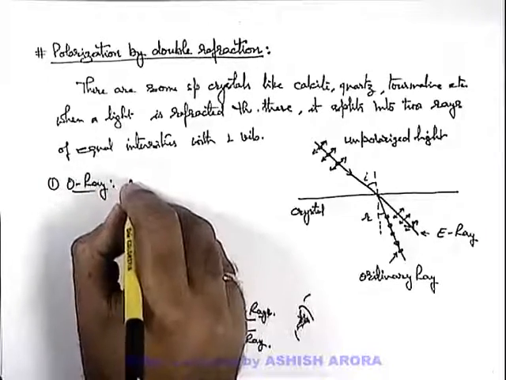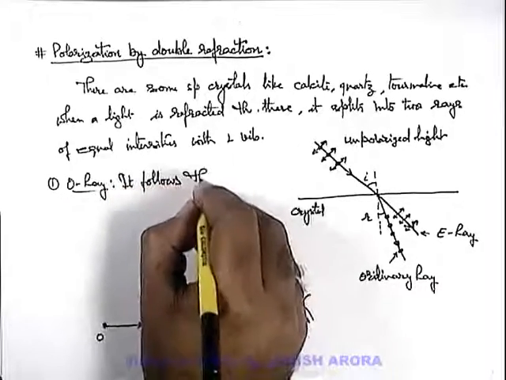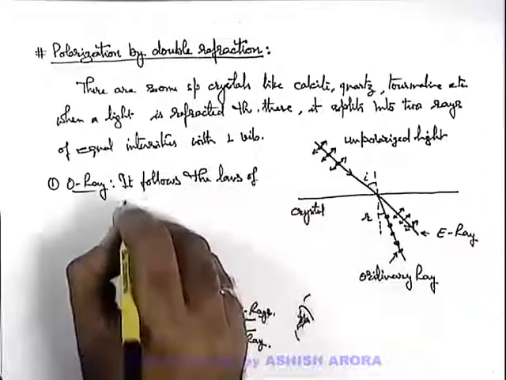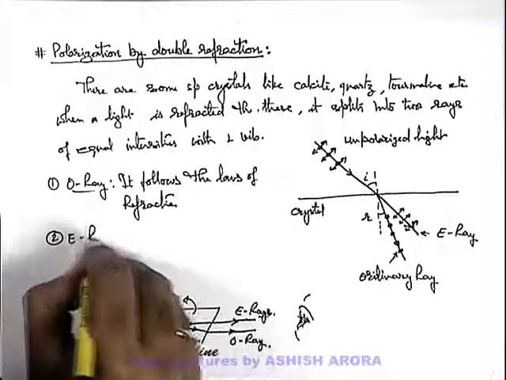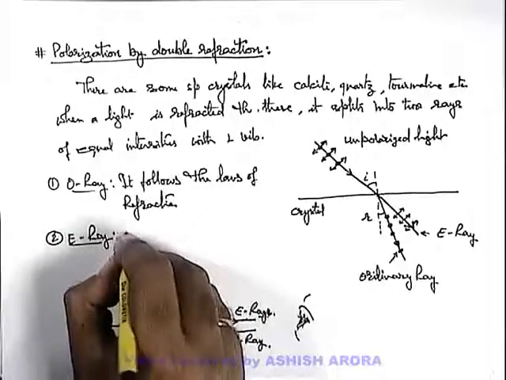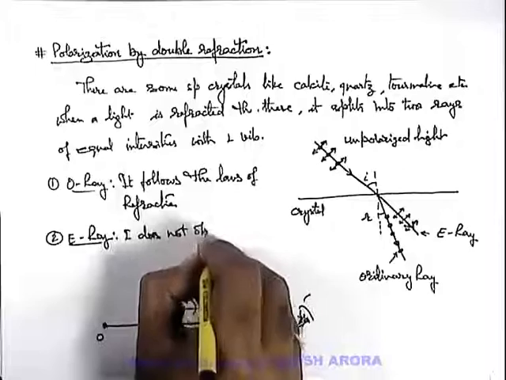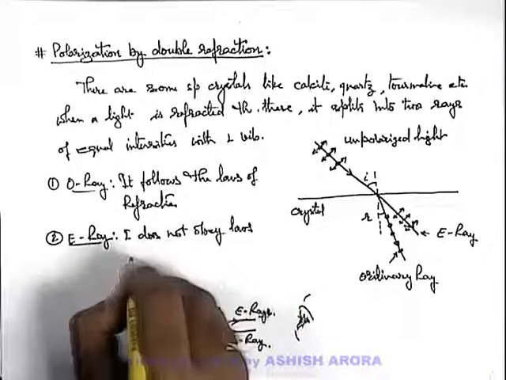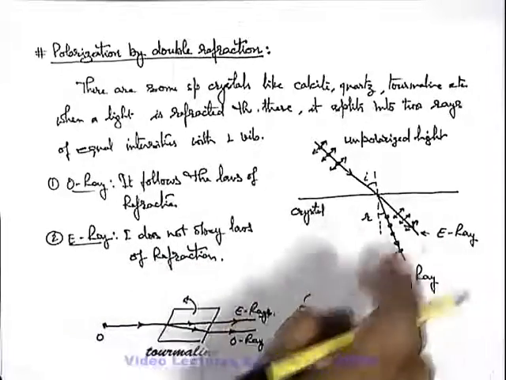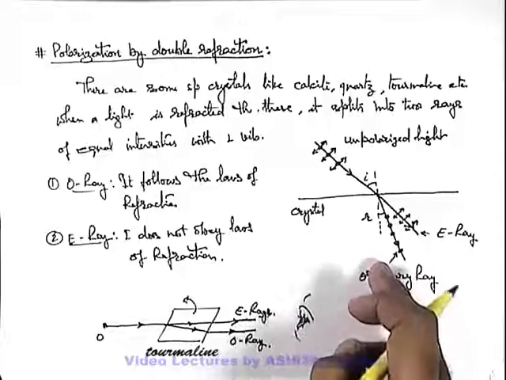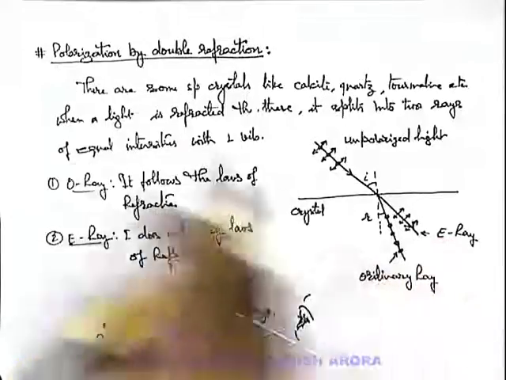Here we can write the rays: O ray, about which we can write it follows the laws of refraction, and the second one is E ray, about which we can write it does not obey laws of refraction. So as the light splits into two rays due to some chemical structure and specific characteristics of some crystals, this phenomenon is called polarization by double refraction.